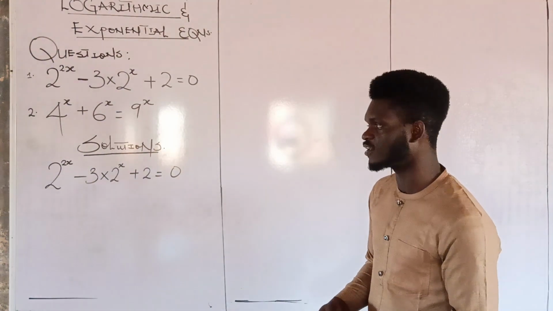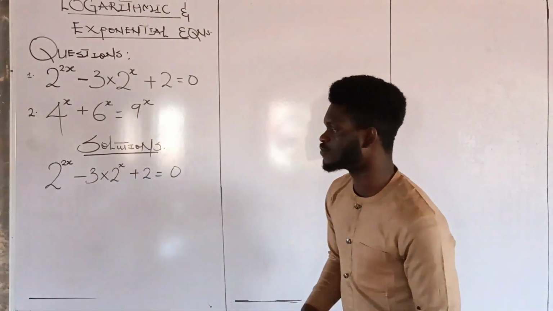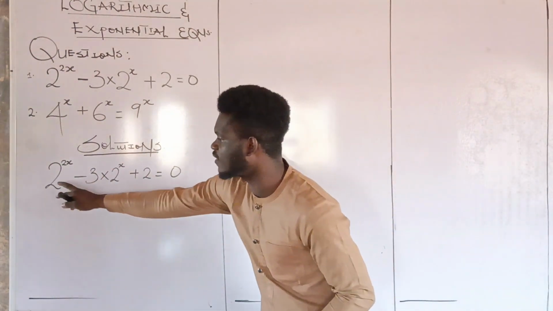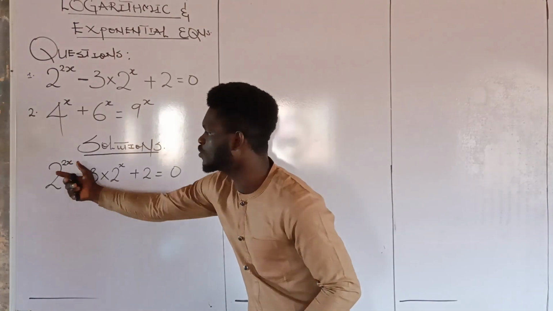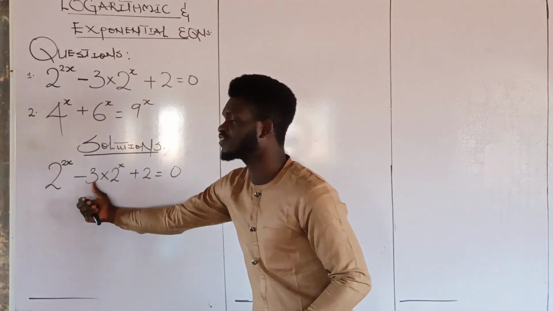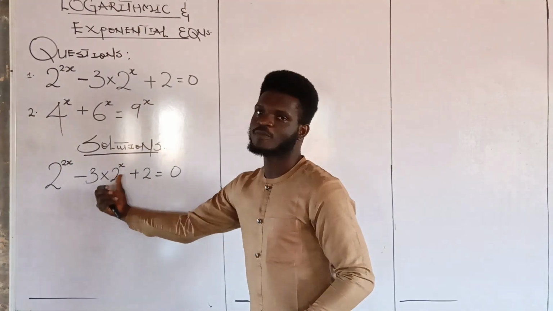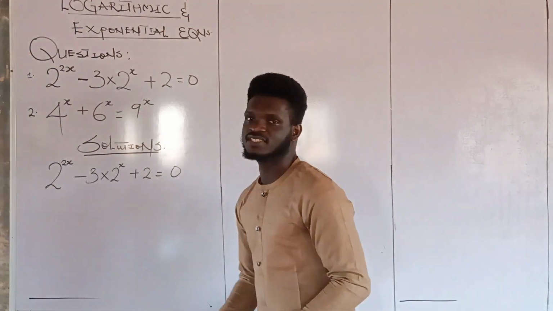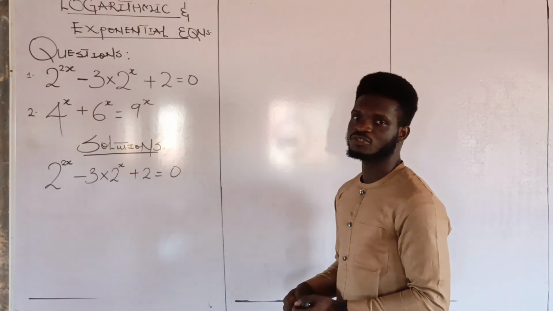We're going to substitute something for 2 raised to the power of x. But if you can observe, we have 2 raised to the power of 2x here. We also have 3 times 2 raised to the power of x. So we have 2 raised to the power of x here, and 2 raised to the power of x here. So we can be very smart and do something there.